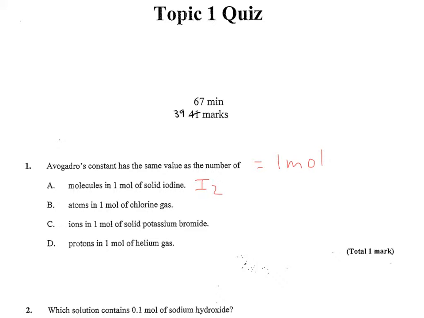Atoms in 1 mole of chlorine gas, though, chlorine gas is a diatomic molecule, Cl2, so the atoms in 1 mole of it are actually 2 moles worth of atoms, so that would not fit. Ions in 1 mole of potassium bromide, well, potassium bromide is going to have both a positive and a negative ion, so there's 2 ions, or 2 moles worth. And protons in helium gas, helium is element number 2, meaning it has 2 protons, which means that's also 2 moles. So only A represents 1 mole.